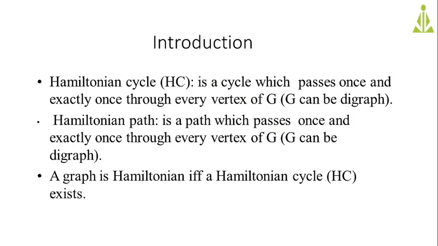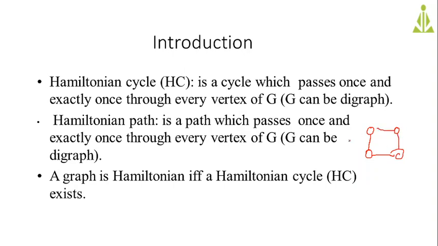So what is HC? A Hamilton cycle is a cycle which passes once and exactly once through each vertex of G. Whenever we have a graph, it should visit each vertex only once. A Hamilton path is a path which passes once and exactly once through each vertex of a graph. G can be a digraph. Here in the graph, if we have a number of vertices, the Hamilton cycle is a cycle which should pass through all the vertices.